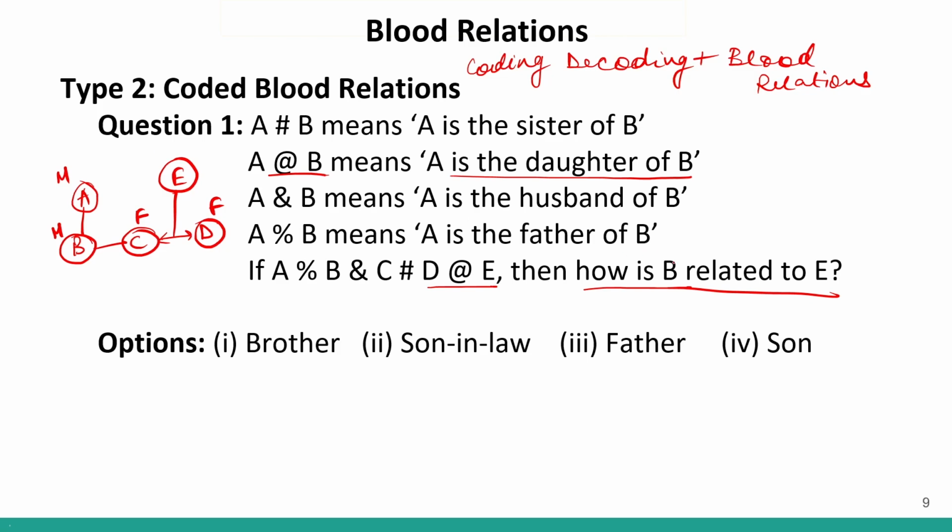Now let us look at the question. The question asks, how is B related to E? E is C's mother or father. It could be male or female. So how is B related to E? B will be the son-in-law because B's gender is known to us. E's gender is unknown, but B's gender is known. So B will be the son-in-law, which is given in option number 2. So option number 2 will be the correct answer to this question.